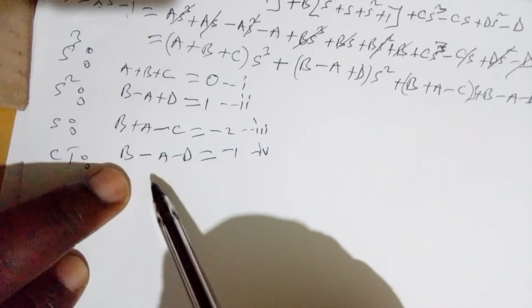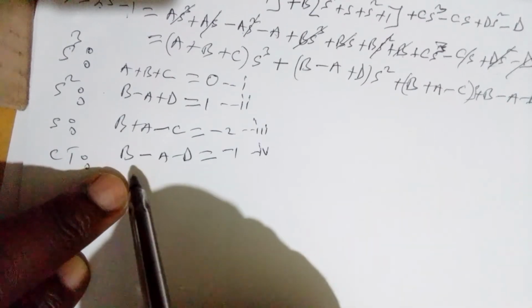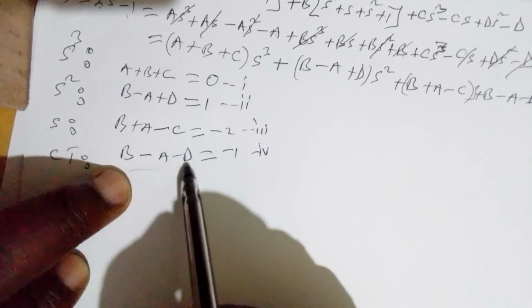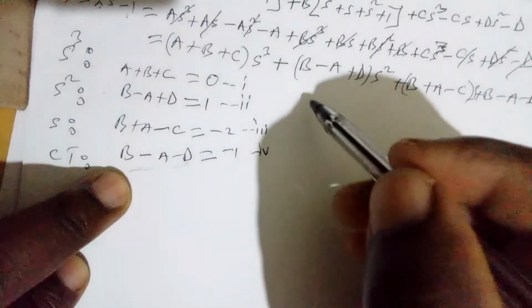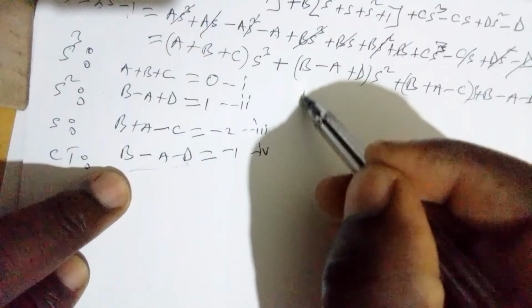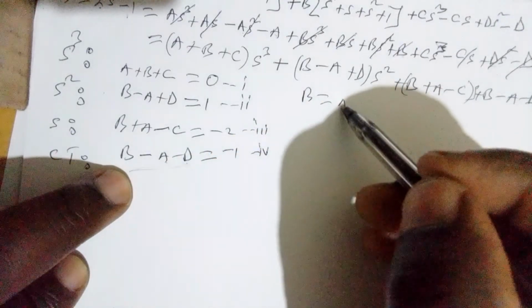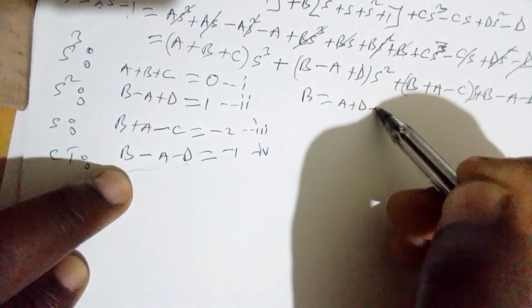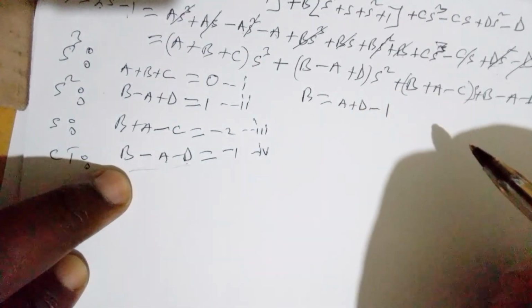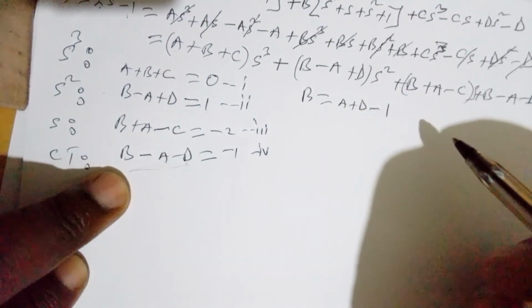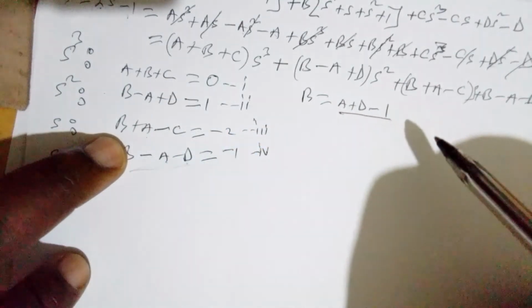Now if I can make b the subject in the 4th equation, I'll say that b equals a and d crosses the equal sign, it becomes positive, so it will be a plus d minus 1. So that's the value of b. Therefore, where there is b in the remaining equations, I substitute with this.